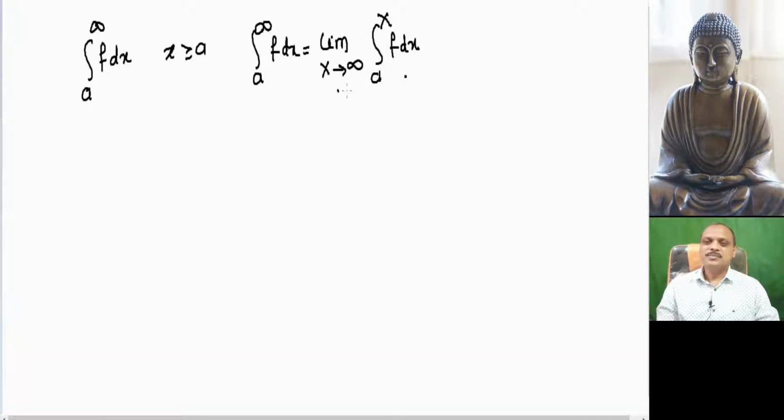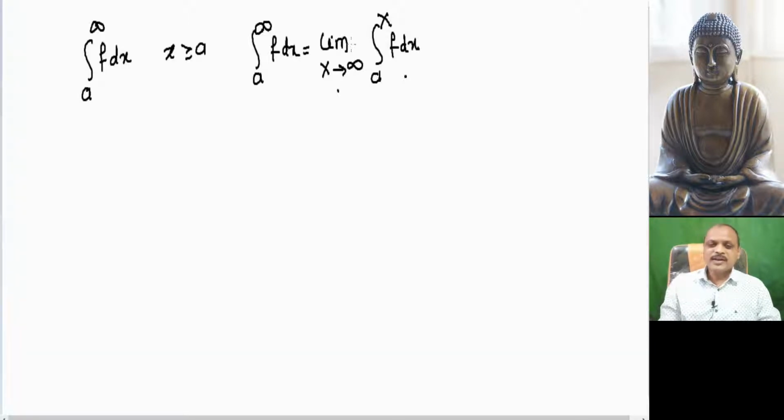It is a very simple and important definition. We first have to evaluate the integral while taking capital X instead of infinity, and then apply the limit as x tends to infinity. If this limit exists, then we say the integral is convergent, otherwise it is said to be divergent.